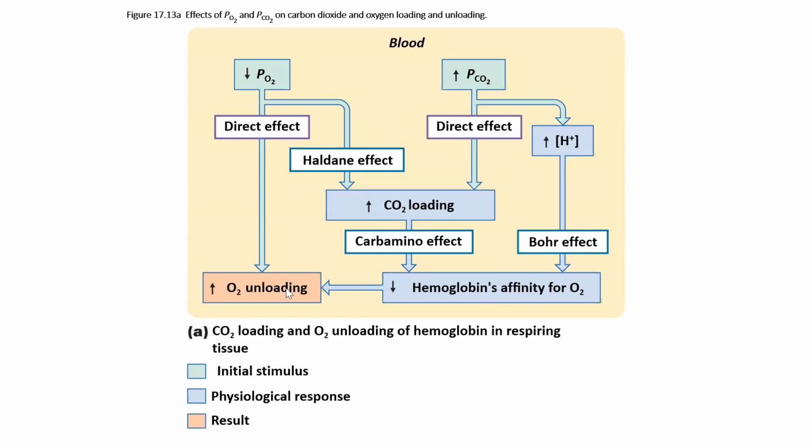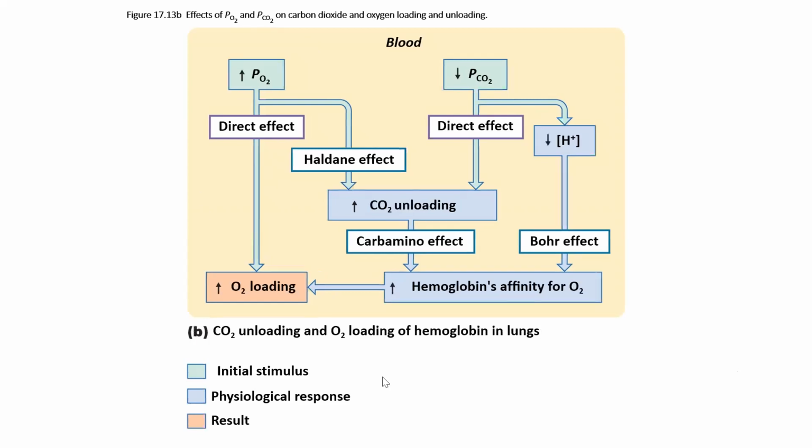So having low oxygen, high CO2 through direct and indirect mechanisms just changes the way that hemoglobin wants to bind to oxygen. It does not want to attract to oxygen. It wants to easily offload that oxygen into our tissues to combat the instances of low oxygen and high CO2. Okay. And then thinking about the reverse.